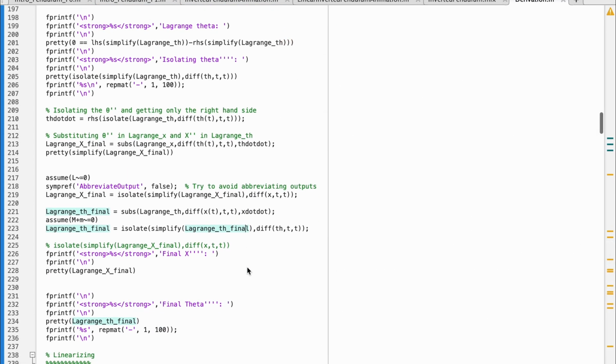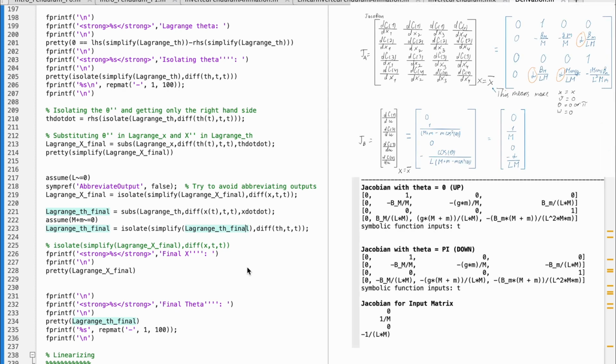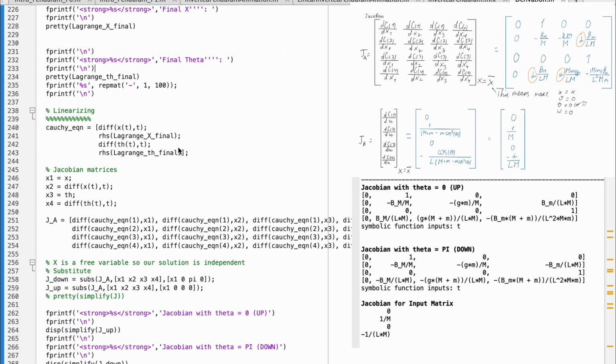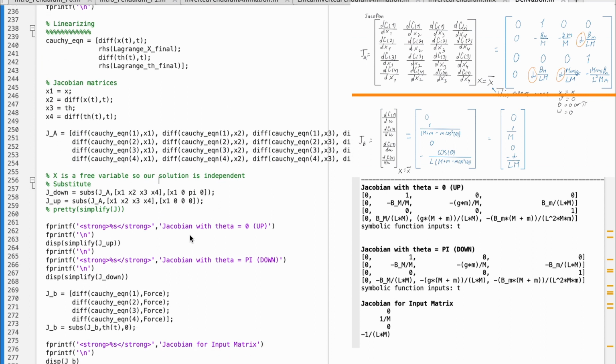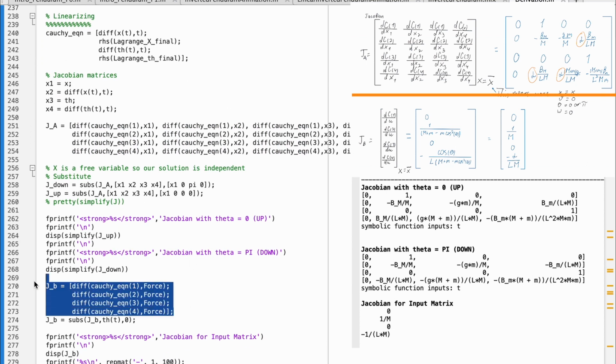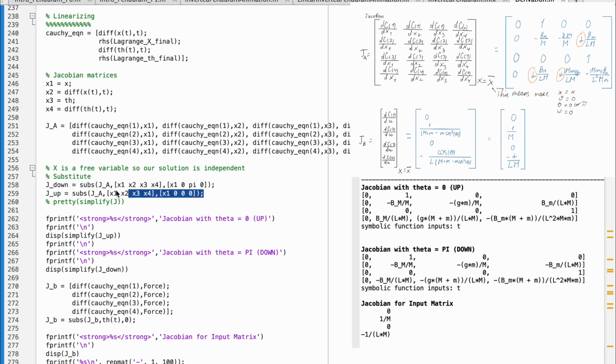Now that we have our nonlinear equations, we can linearize them. First, we put them into a vector called Cauchy equations. Then we define all states for Jacobian matrices. Then we define the Jacobian matrices themselves with all the derivatives with respect to each state. With the subs function, we substitute our states to our points of linearization.